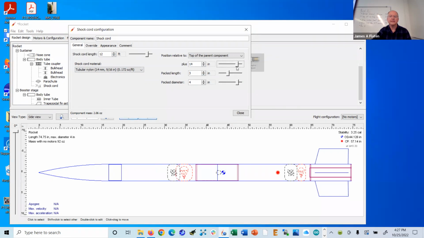So it looks like, if these are at all reasonable sizes, I've got plenty of space in my upper section for that bigger parachute. You could make the upper section shorter, maybe. Okay.